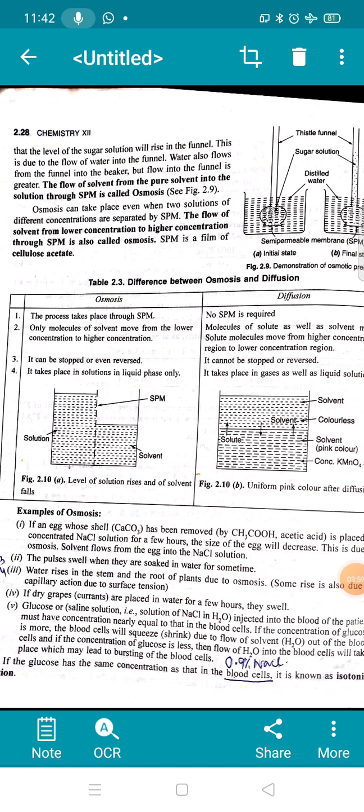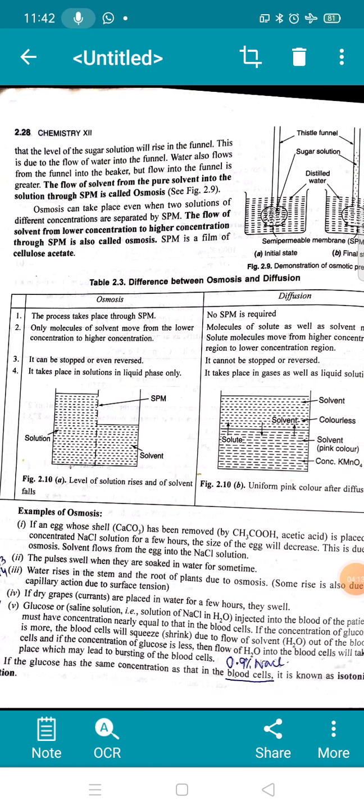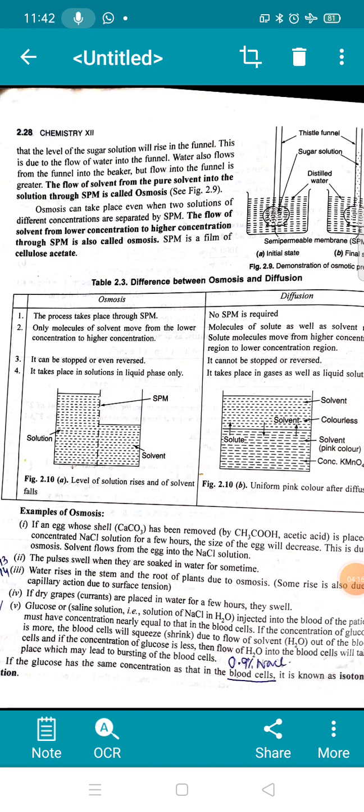It is a common practice that before we cook rice or dal, or even pulses like chana, we soak them overnight. Most of you must have noticed that after soaking, their size becomes bigger. That is also due to osmosis. The water rises in the stem and roots of plants also due to osmosis, though this is a combined effect of surface tension, capillary action, and osmosis. When you place dry grapes, that is raisins, in water, after a few hours you can see they swell in size.